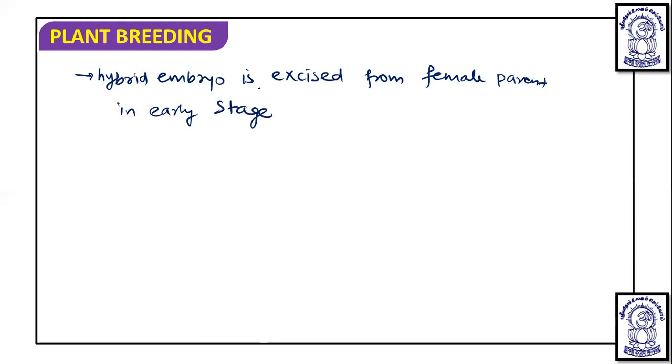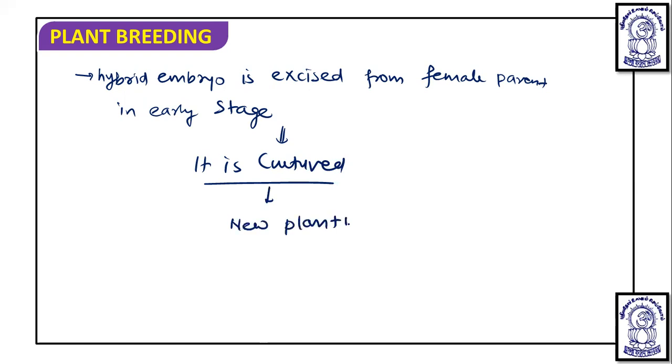In early stage, and then it is cultured, so the embryo will form a new plantlet. In such a way, embryo rescue can be carried out in the interspecific hybrid.